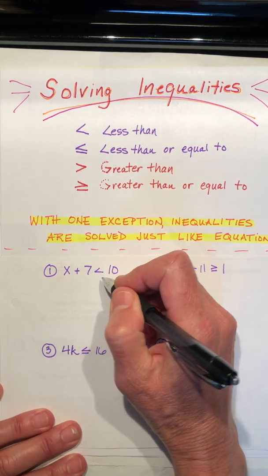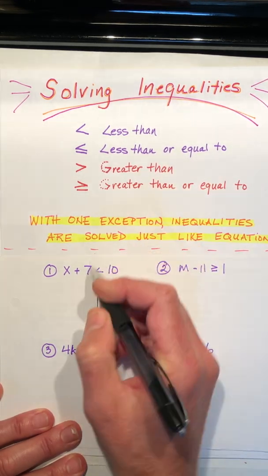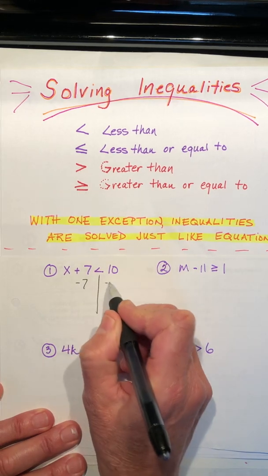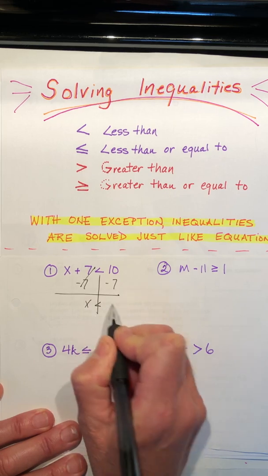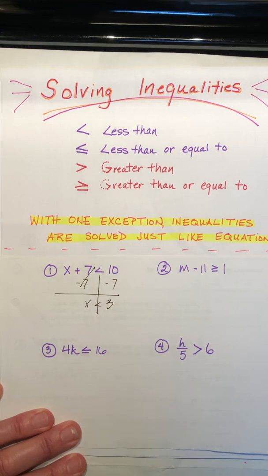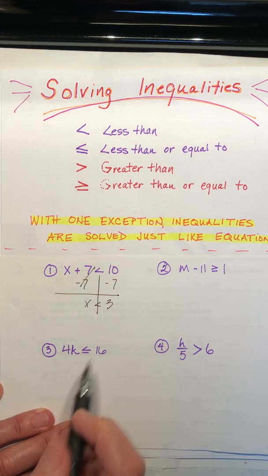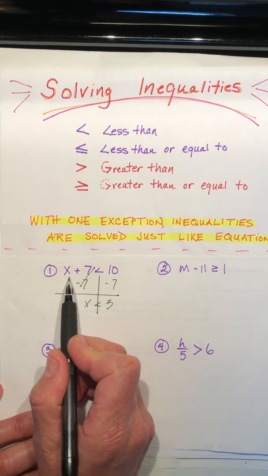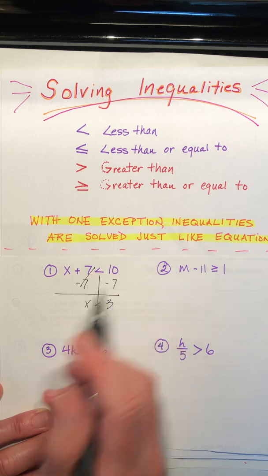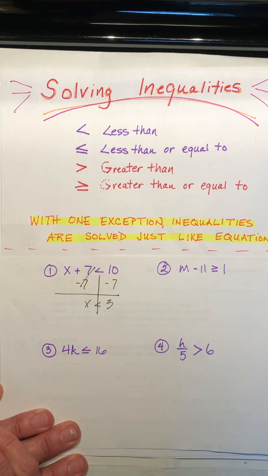So let's start by drawing the line straight down. I'm subtracting 7 from both sides, and I'm left with x is less than 3. So what does that mean? That means if I take any value less than 3, that it will make this sentence right here true. So what's a number that's less than 3?